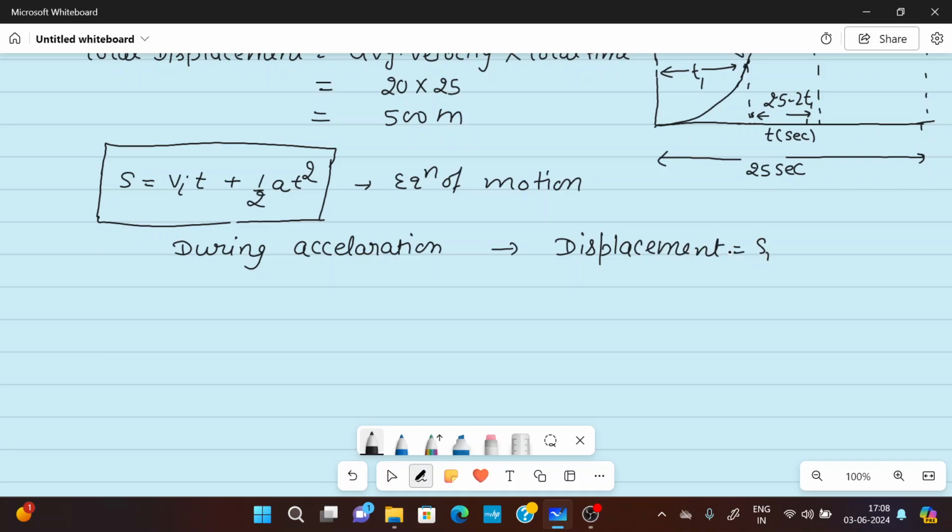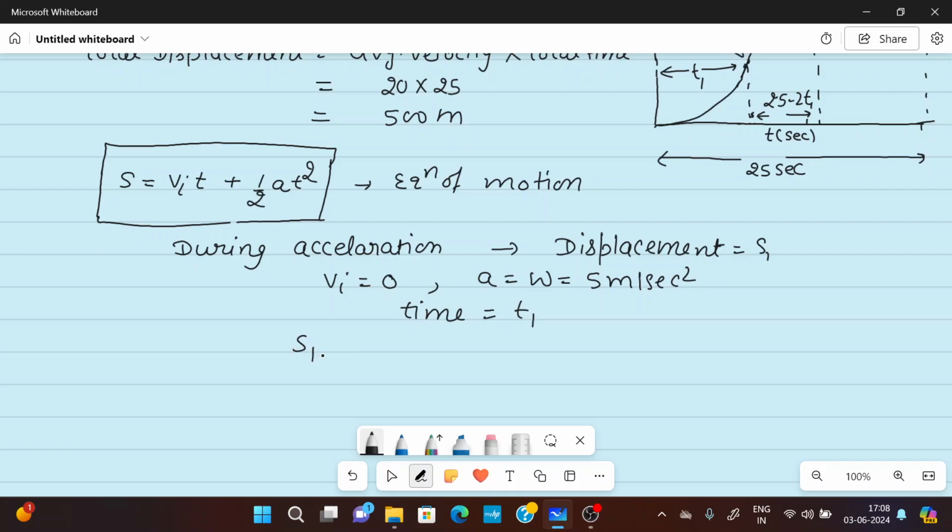So S1 is the displacement during acceleration. Also during acceleration, initial velocity is 0. Acceleration is W, which is equal to 5 meter per second square. Also time during acceleration is T1.